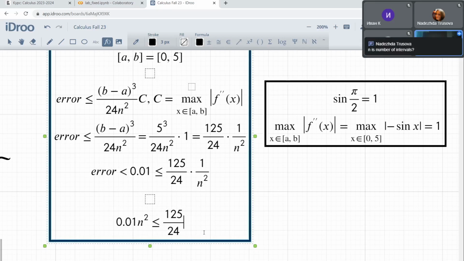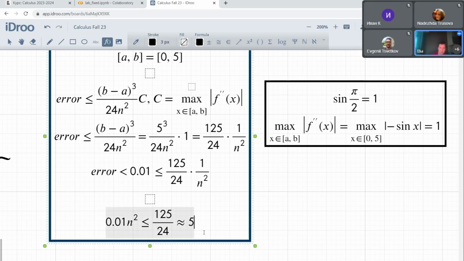Yes, it's the number of points you use. Formally you use n plus 1 points. Yes, and n is the number of intervals. So one can say that it's something like this. This is approximately 5, as you can see. It's okay, that's less than 6. So you can just do something. So everything is okay, or no?